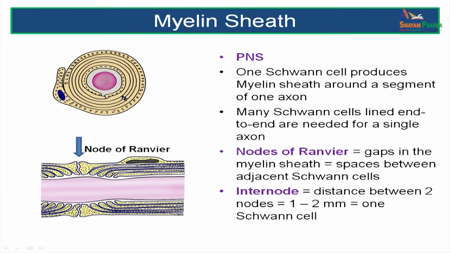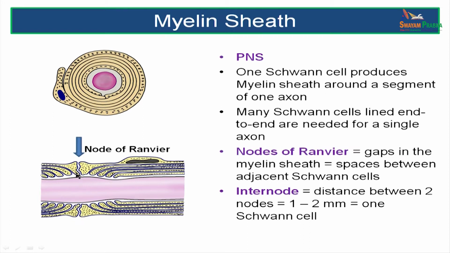One Schwann cell produces myelin for one segment of an axon. So, you need many Schwann cells arranged end to end to provide myelin sheaths for the entire axonal length. What is a node of Ranvier? A node of Ranvier, you can see here in blue, this arrow shows you one node of Ranvier, and you can see it on the other side of the axon as well.